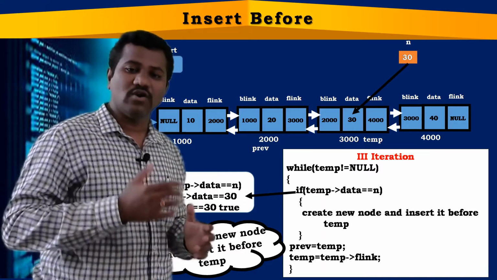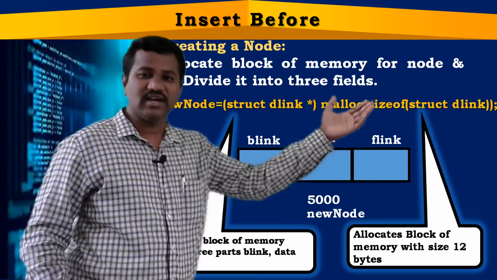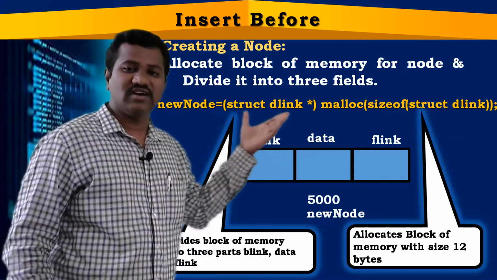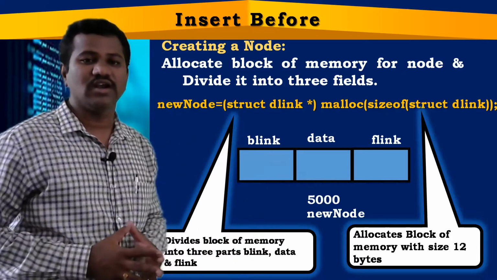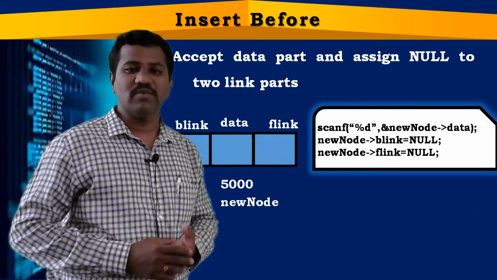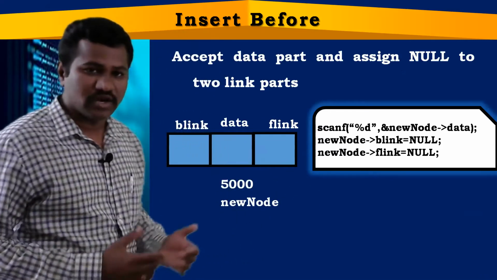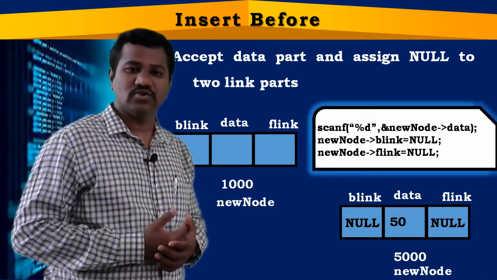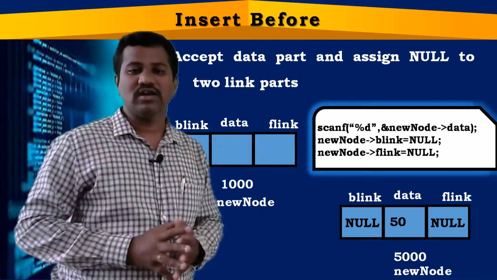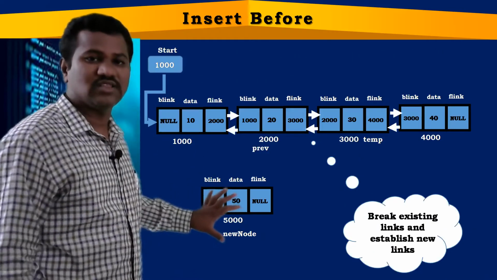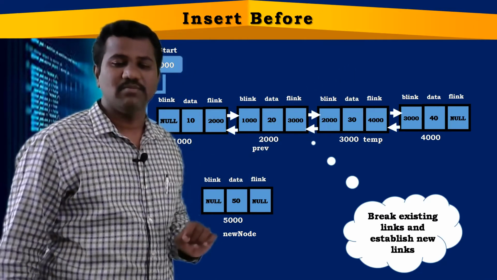Right? So if I want to create a new node, it's the same instruction: malloc of sizeof struct d-link. It allocates a block of memory, and struct d-link divides that into 3 blocks, and it contains address 5000, which has been stored in what? After allocating the block of memory, we need to accept the data part with the help of scanf. I'm accepting the data part and storing null in the 2 link fields. And after this, I need to insert this node before what? 30. Right? So this is the 5000 node and I would like to place this 5000 node before 30.